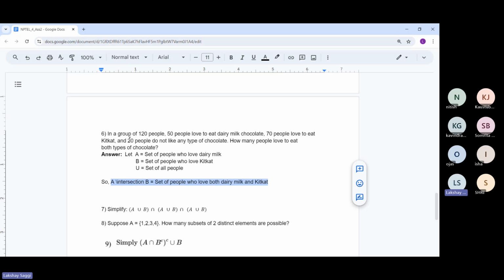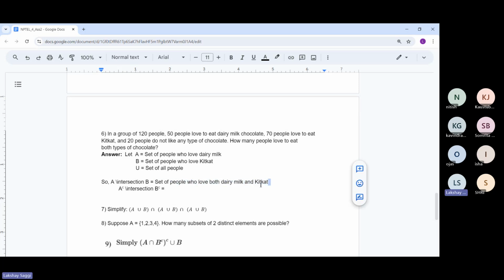We also are given that 20 people do not like any type of chocolate. So these will be like the weird people for us. But anyway, we'll have to write what this means. So 20 people do not like any type of chocolate. What does this mean? If set A was the set of people who love Dairy Milk, then A complement will be the set of people who do not love Dairy Milk, right? And if I intersect this with the set of people who do not love Kit Kat, then this denotes the set of people who do not like any type of chocolate.